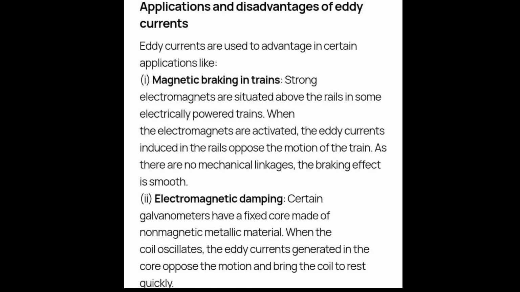Number one is magnetic braking in trains. Strong electromagnets are placed above the rails in some electrically powered trains. When these electromagnets are activated, eddy currents induced in the rails oppose the motion of the train. As there is no mechanical wear, the braking system is very smooth. The second is electromagnetic damping. Certain galvanometers have a fixed core made of non-magnetic metallic material. When the coil oscillates, the eddy currents generated in the core oppose the motion and bring the coil to rest quickly.